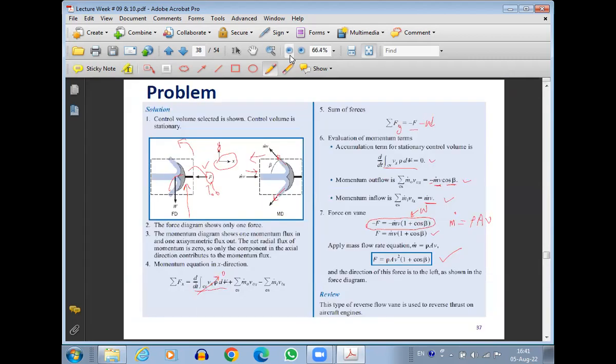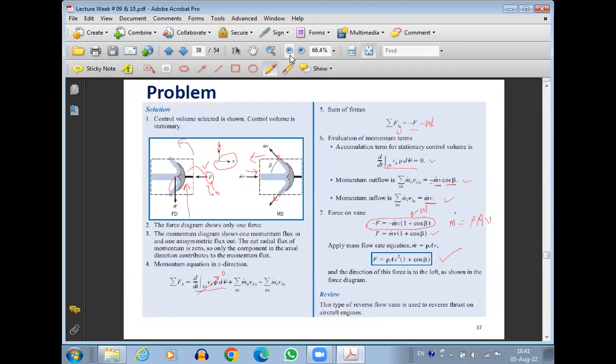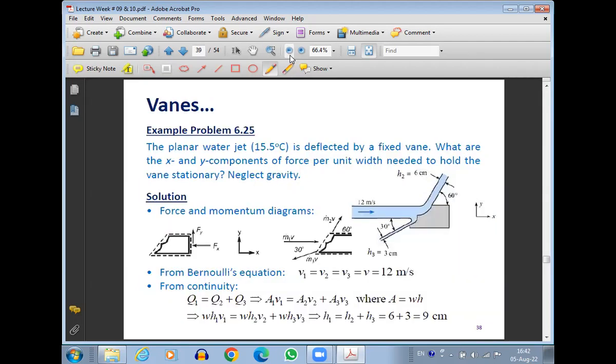So that was the solution of this problem. So the problem is done. Is there anything within the solution of this problem which is not clear? Please feel free to ask. Okay. So now let's move over to the next problem.